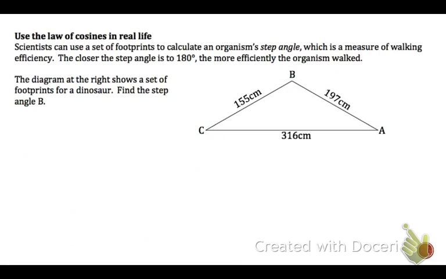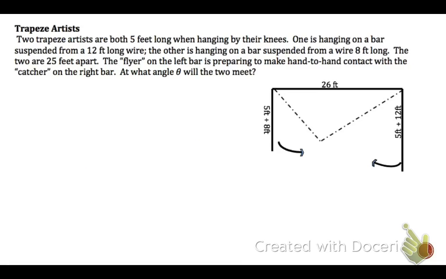Now let's look at another real-life problem. So we have trapeze artists. The two trapeze artists are both 5 feet long in their bodies when hanging by their knees. One is hanging on a bar suspended from a 12-foot long wire. The other is hanging on a bar suspended from an 8-foot long wire. So you can imagine here would be the bar, and then here would be our trapeze artist suspended. And then down here, our other trapeze artist suspended.